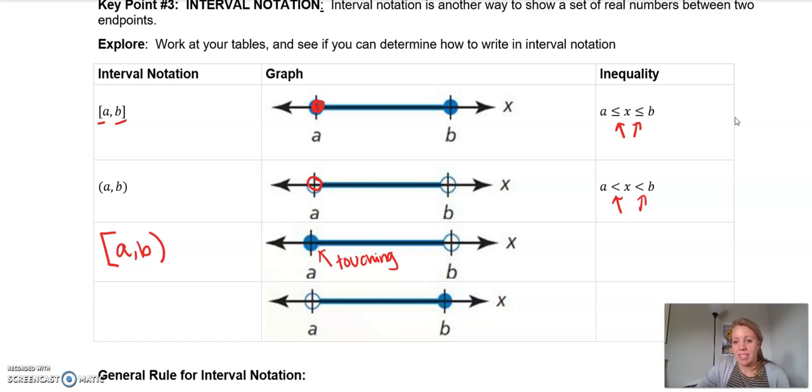The way I would write this as an inequality is I would basically say that x is between, right? X being any number that I choose. Any number that I choose needs to be between A and B, but because A is a closed circle that has a bracket and it's included, I'm going to use the equal to bar.